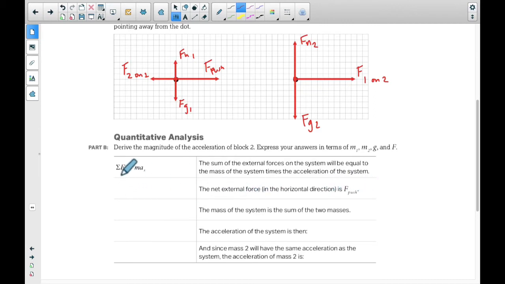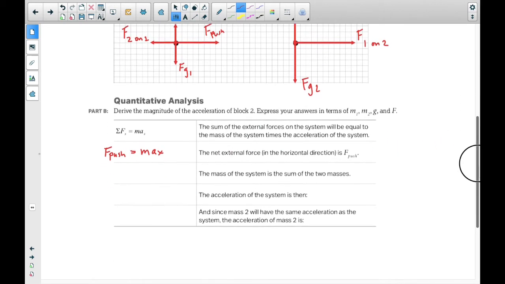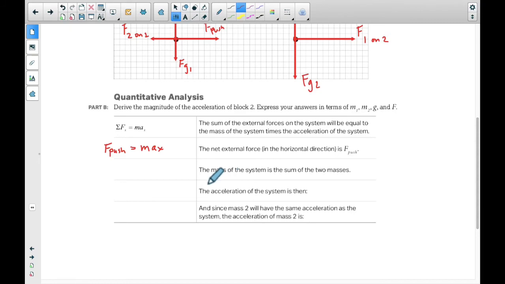Okay, so the net external force, they're talking about this sum of the forces in the x direction. Instead of calling that the sum of forces in the x direction, let's call it F push, equal to M A sub x. And that should be a sub. It was just kind of hard for me to make my sub so small. Okay, then they say the mass of the system is the sum of the two masses.